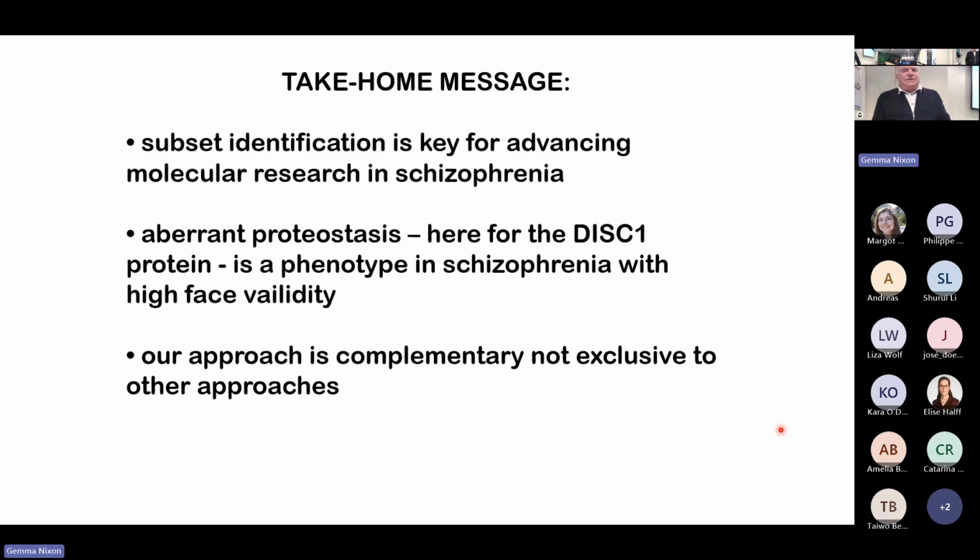Take-home message: subset identification is key for advancing molecular research, and aberrant proteostasis is an interesting phenotype to achieve such subset stratification, and our approach is complementary but not exclusive to other approaches.